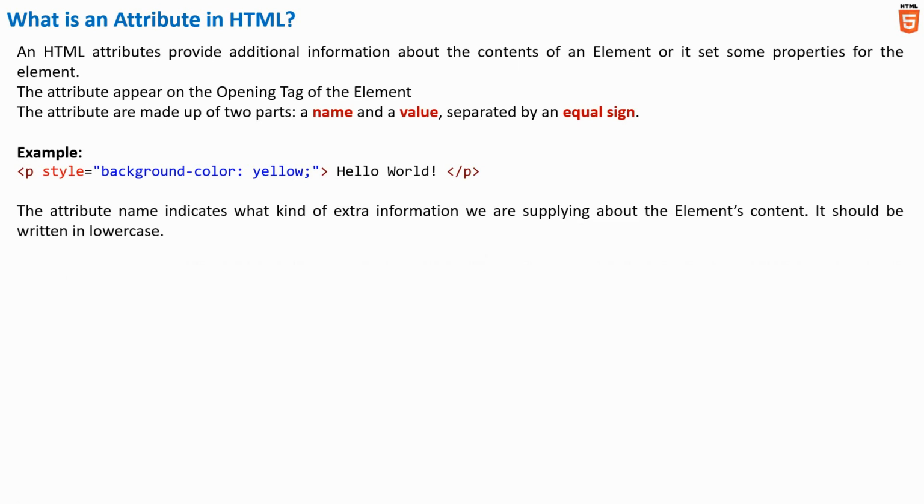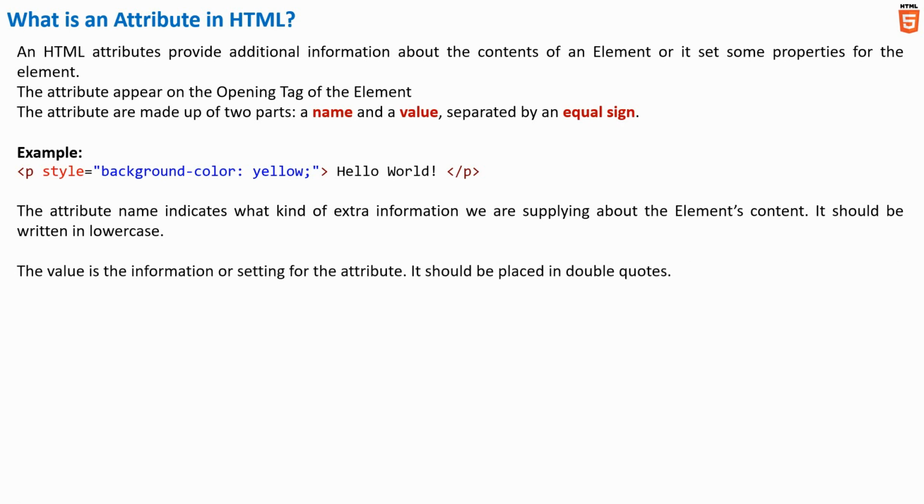Thus the attribute name indicates what kind of extra information we are supplying about the element's content, and it should be written in lower case. Please note, it is important that we should write all this attribute information in lower case. And the attribute value is the actual information or setting for that attribute, and this value should be placed in a double quote, and this value should also be written in lowercase.